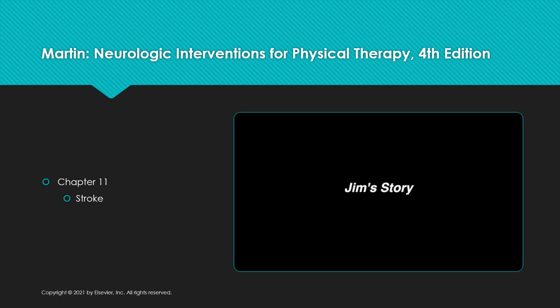Cerebrovascular accident, CVA, or stroke is defined as the sudden onset of neurologic signs and symptoms resulting from a disturbance of blood supply to the brain, leading to temporary or permanent loss of function. And it's the most common and disabling neurologic condition affecting adults in the United States.